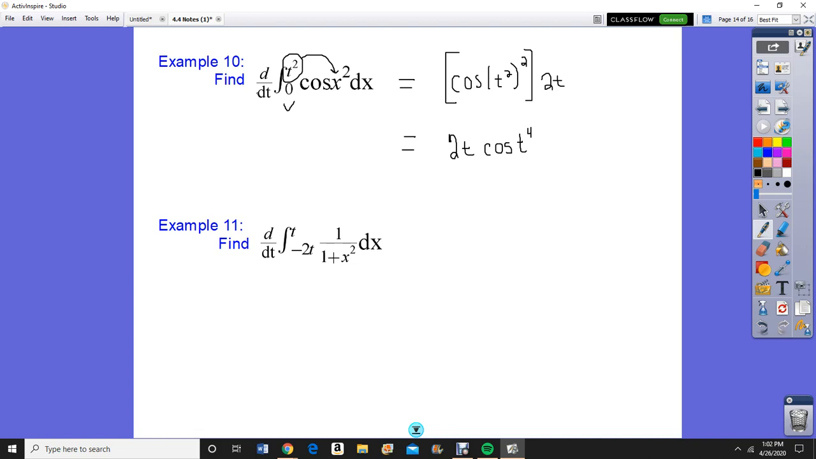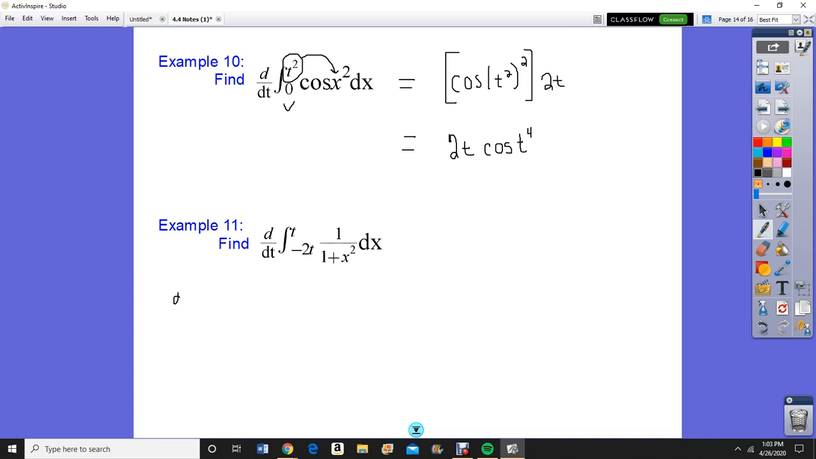That is the derivative of this integral when it is written as a function. Our last example for this video is what happens when your upper bound and your lower bound both are variable expressions and we don't have a constant. Well, our job then is to rewrite.